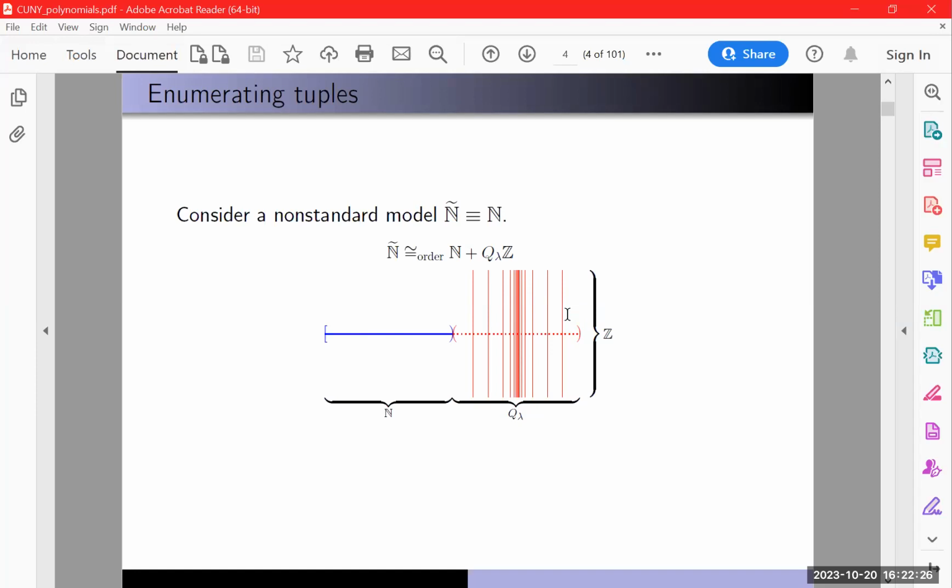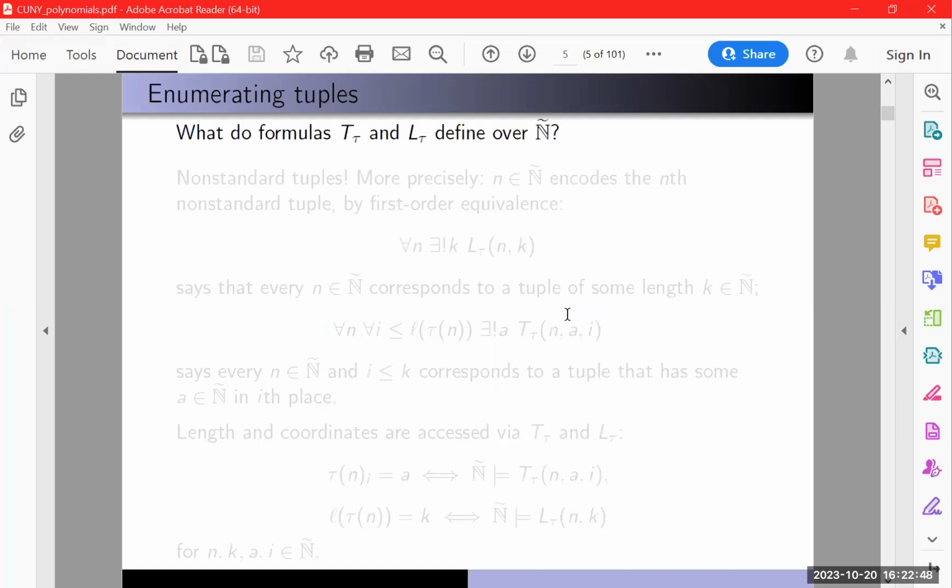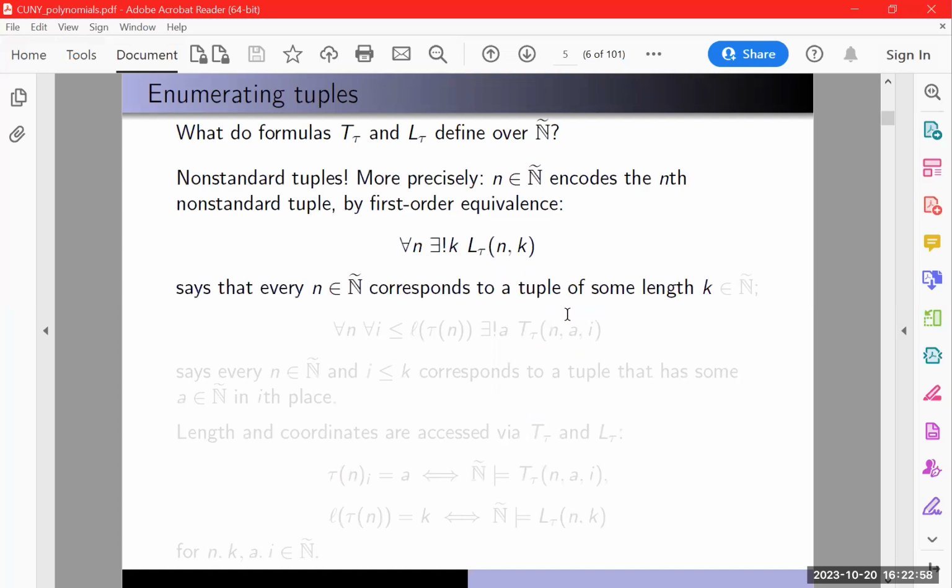Now, operations are way more complicated because, for one thing, both addition and multiplication are necessarily non-computable even in the countable case. Well, basically because there is actually an ultrafilter sitting behind the screen there. But nevertheless, let's think what these formulas T and L, again the ith coordinate and length of a tuple, define over this N tilde. Well, whatever they do, we'll call those things non-standard tuples. And I'll justify this name a bit.